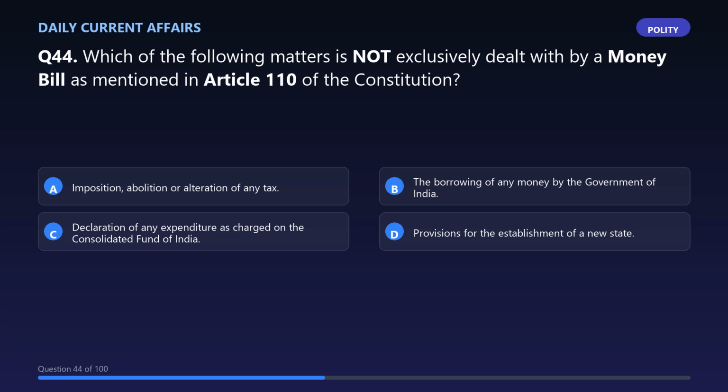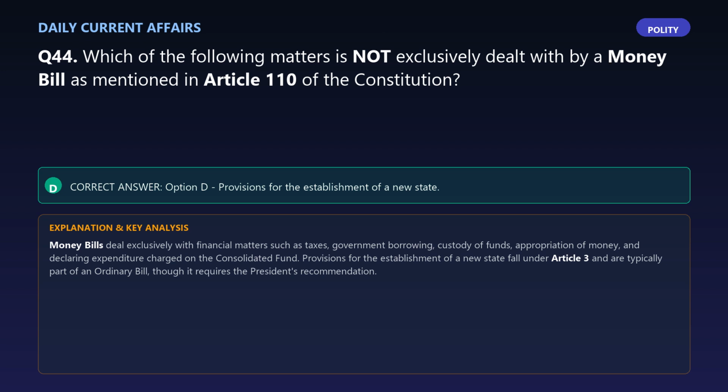Question 44. Which of the following matters is not exclusively dealt with by a money bill as mentioned in Article 110 of the Constitution? The correct answer is option D, provisions for the establishment of a new state. Explanation. Money bills deal exclusively with financial matters such as taxes, government borrowing, custody of funds, appropriation of money, and declaring expenditure charged on the consolidated fund. Provisions for the establishment of a new state fall under Article 3 and are typically part of an ordinary bill, though it requires the President's recommendation.